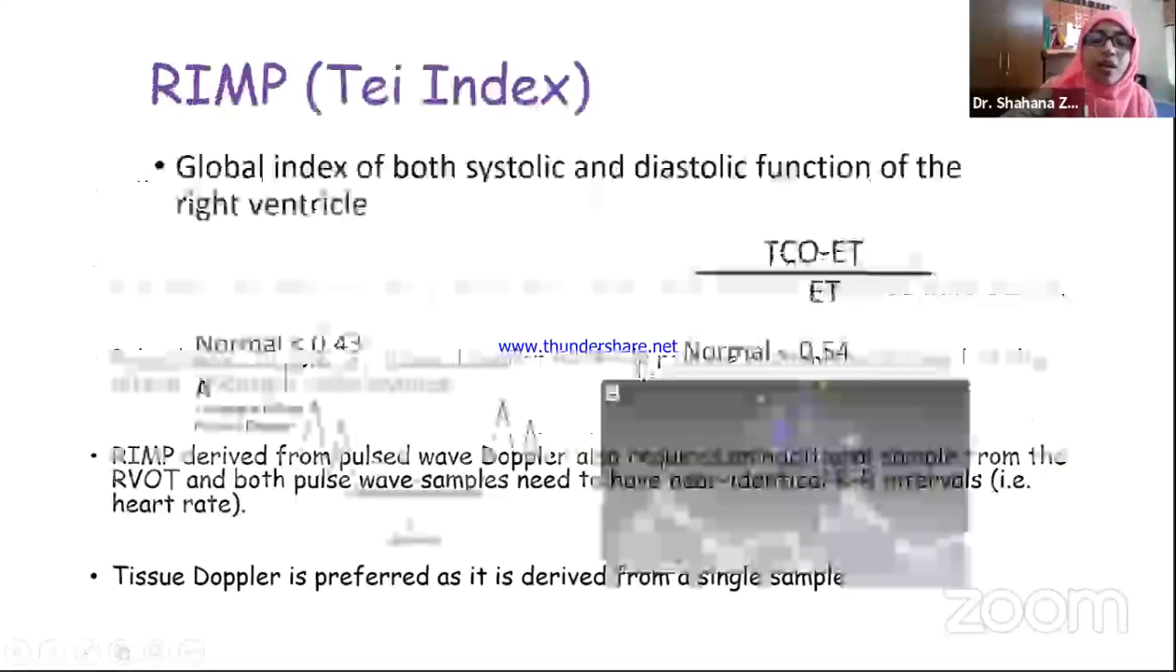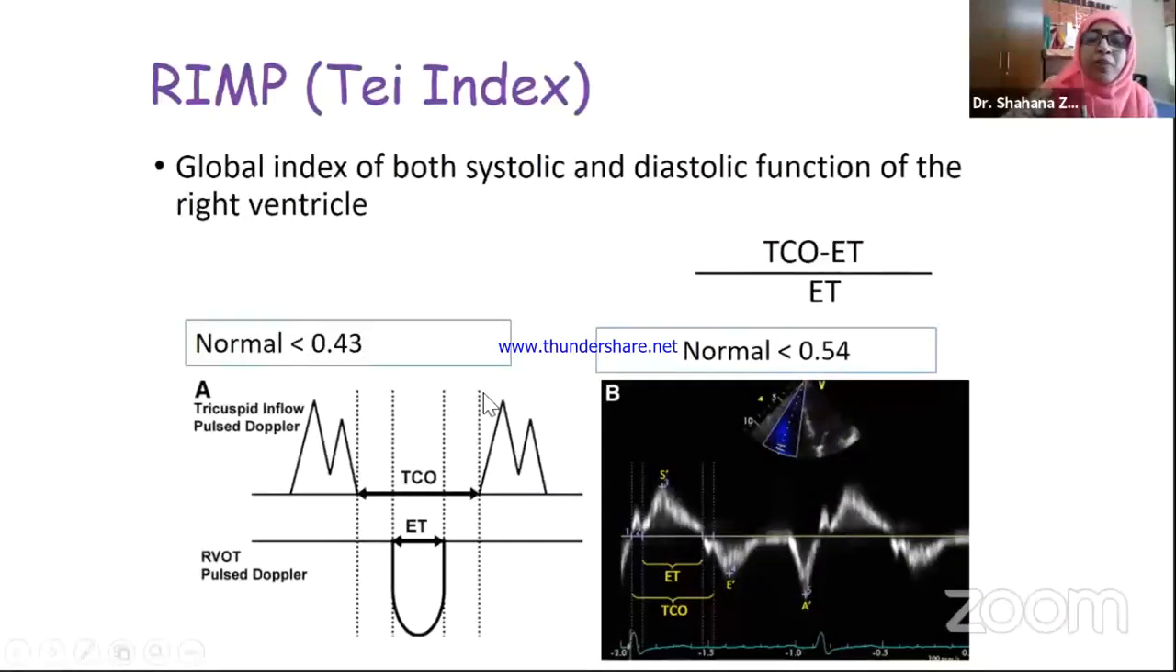Here is the pulse wave Doppler and here the TDI. TDI is better than pulse wave because we can measure the time indices in a single frame. In the case of pulse wave, we have to use the apical four-chamber view and the RVOT view. The normal value for pulse wave is less than 0.43, and for TDI it is less than 0.54.